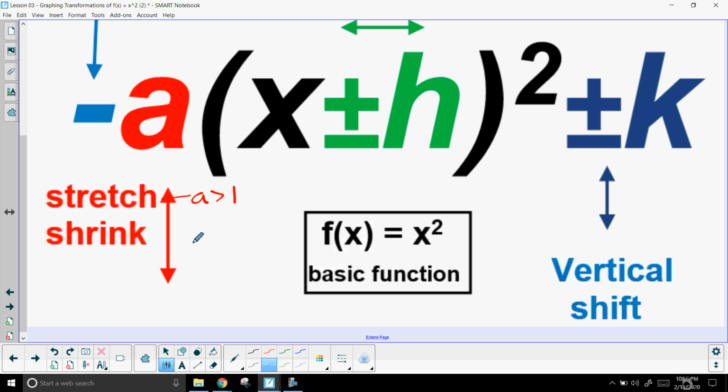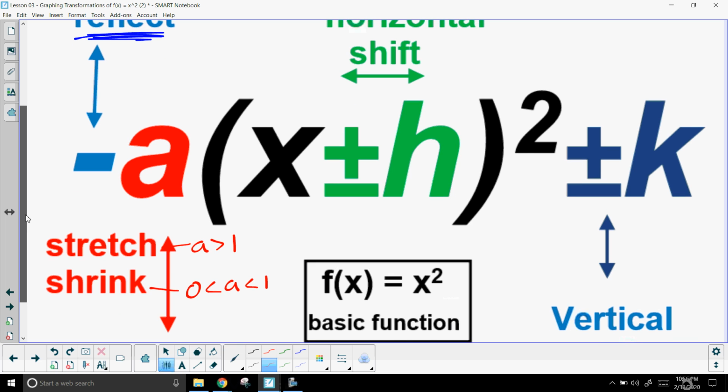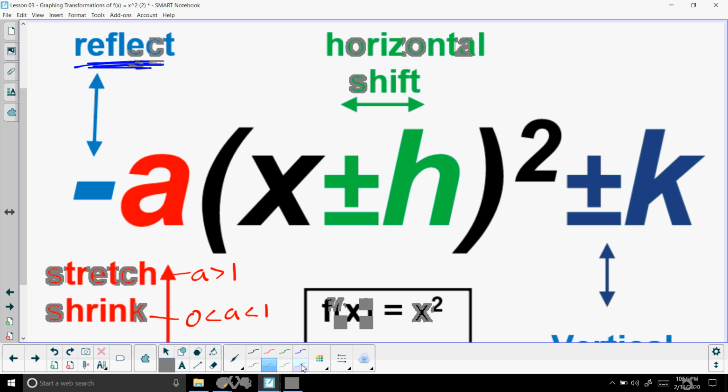Okay? Once you're done with the A, you move on over to the horizontal shift, H. And look up here at this arrow. If it goes left, that means it's positive H. If it goes to the right, it means it was a negative.